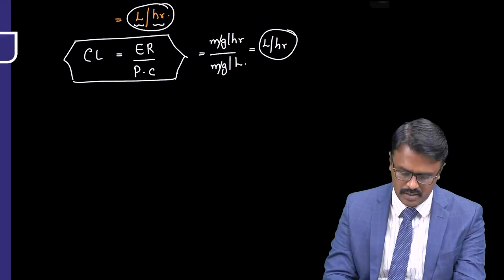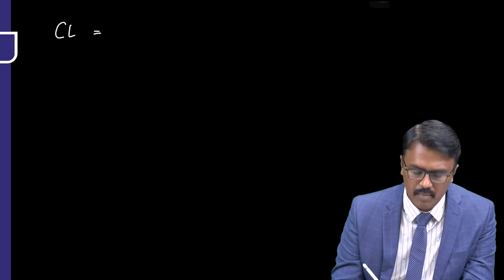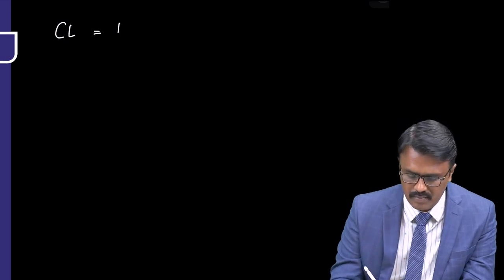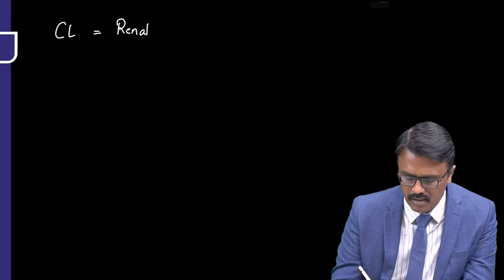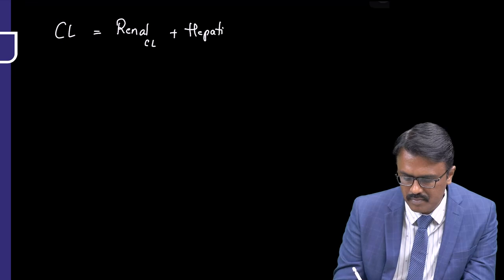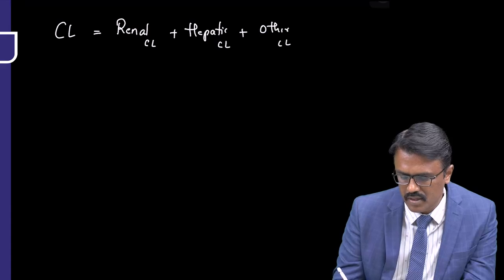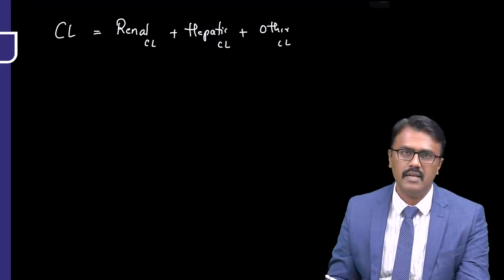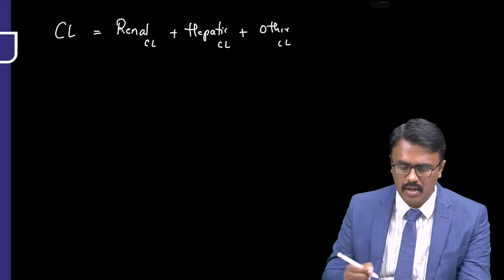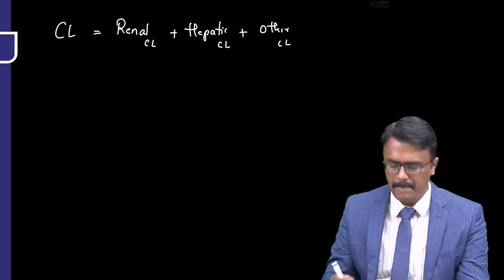Once we know this, remember, clearance is a sum total of different clearances. For example, clearance is equal to renal clearance plus hepatic clearance plus other routes of clearance. So it's a total of all the clearances taken into one point. So all are to be added. Very good. With that basics, I can start making you understand kinetics of elimination. Let us start our journey.